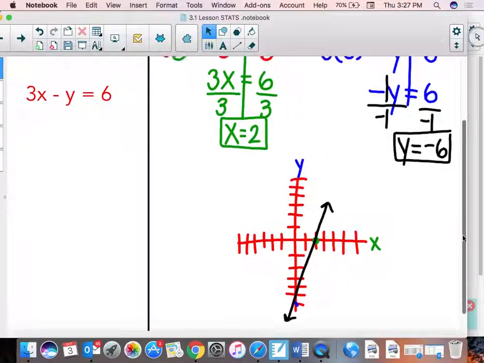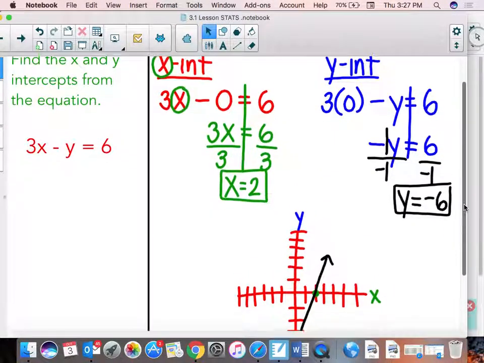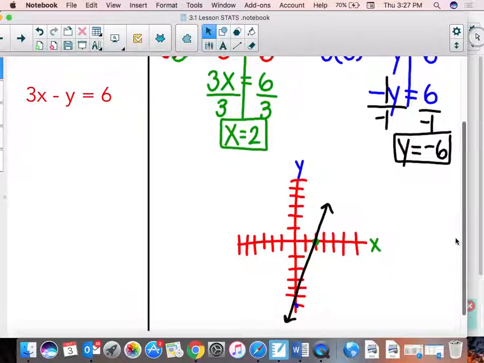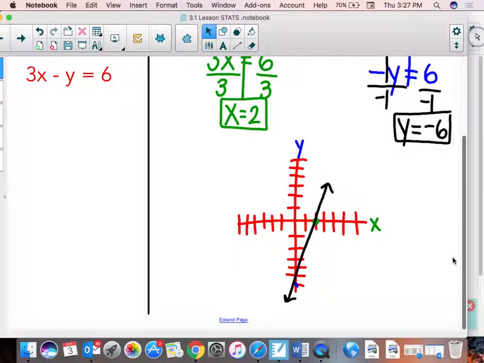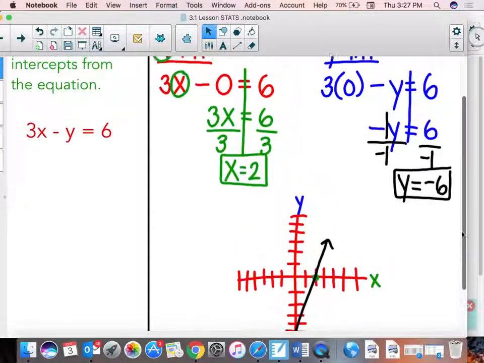Our whole point is that we want to find the x and y intercepts from the equation, and then we are needing to graph it. So you need to have the intercepts and the graph. This question is worth quite a bit on your Chapter 3 quiz and test, because there's a lot of work that goes into doing this problem.